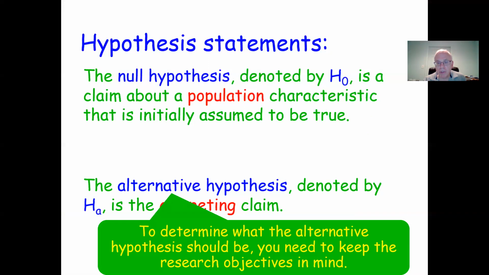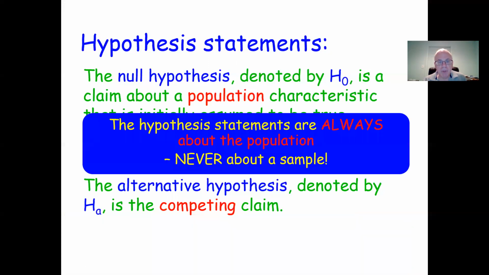We have to look at the research objective. In other words, we'll be looking at word problems and determining from the context of the word problem what the null and alternative hypotheses are. Now, hypothesis tests are always about the population, never about the sample. We are making a claim about a population parameter, such as the population mean or population proportion. We're not making any claim about the sample itself. The sample is just being used to test the claims, to test the hypothesis.